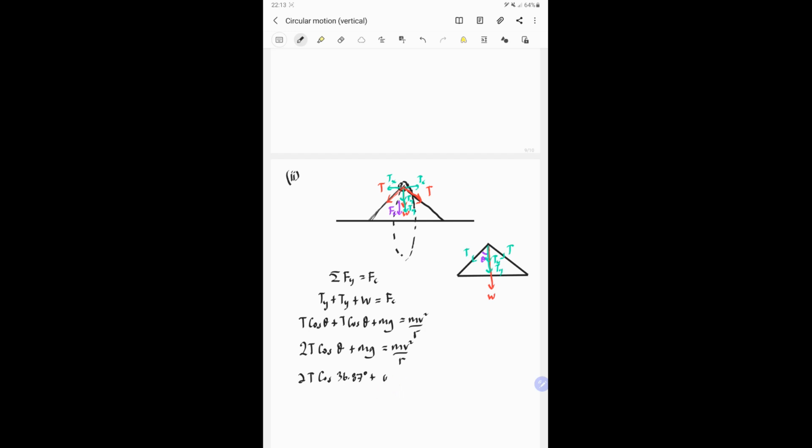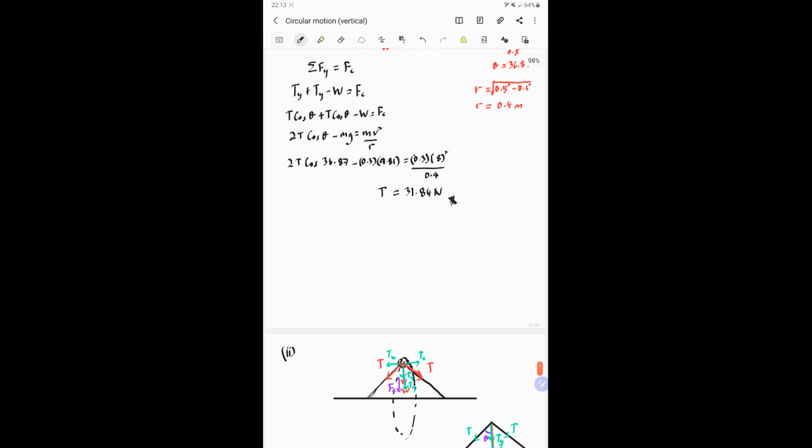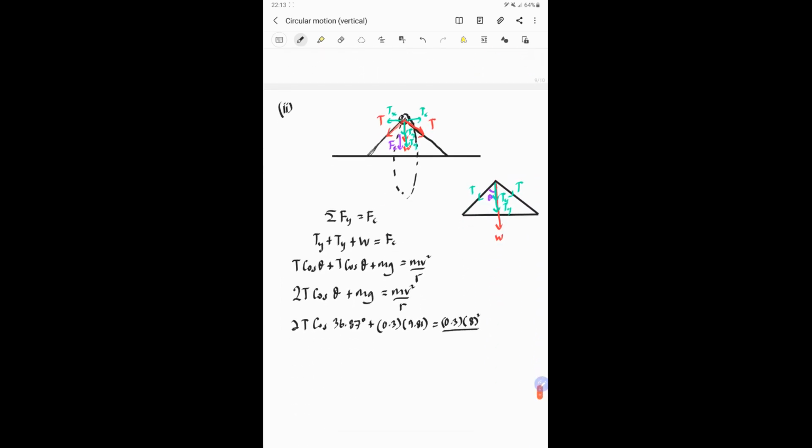Plus mass is 0.3, g is 9.81, equals, again mass is 0.3, the speed is 8 meters per second, don't forget the square there, over r. So what is r before? R before is 0.4. So that you will get T here now equals 28.16 Newton, which is smaller than before, isn't it? That one is T minimum.